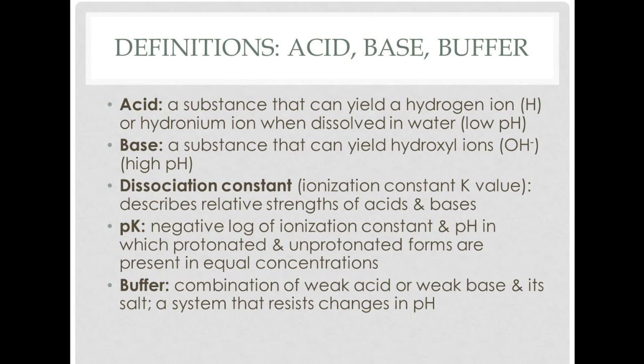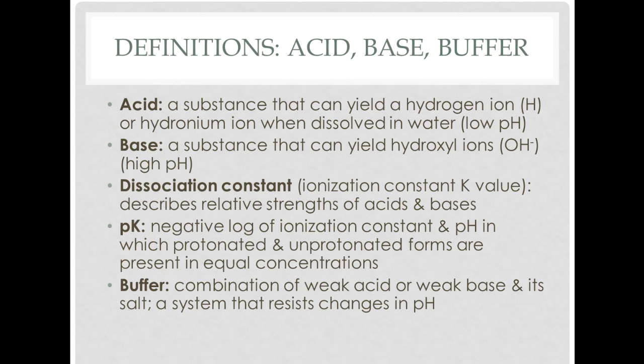So first, let's look at some definitions. An acid is a substance that can yield a hydrogen ion or hydronium ion when dissolved in water. The pH would be low. When you think of things like stomach acid, that would be a low pH. A base is a substance that can yield hydroxyl ions, or the OH, and would have a high pH. Things that you may have come across in your past that would be basic include baking soda or other things that would have a high pH.